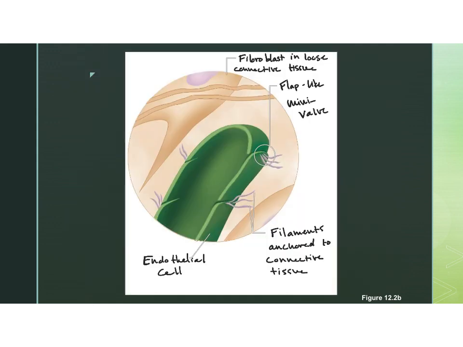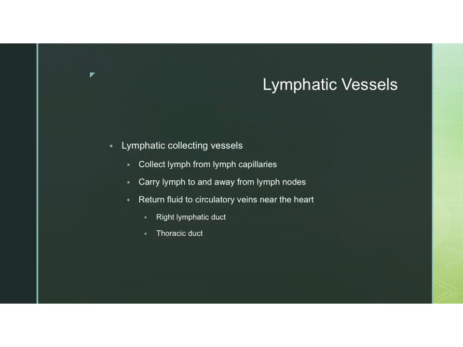And if we zoom in even closer to those lymph capillaries, you can see how the cells are overlaid on top of one another like shingles. You can see the joint between two cells there. So fluid is able to leach into the capillary, but from the inside there's a little bit more fluid pressure than there is on the outside. So that's going to push against those little valves or flaps, and that's going to prevent the fluid from leaking out of the capillary. The capillaries lead to lymphatic collecting vessels. They collect lymph from the lymph capillaries, and then they carry lymph to and away from the lymph nodes.